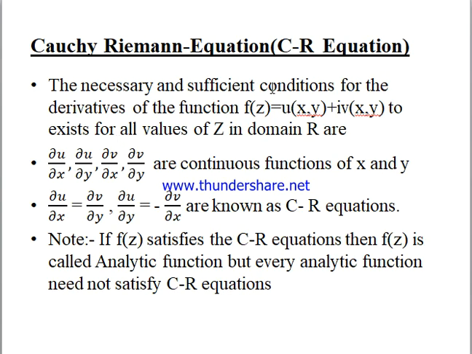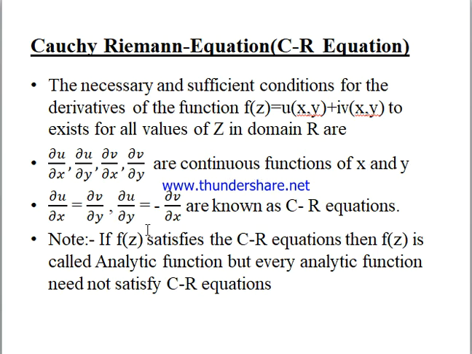Next is the Cauchy-Riemann equations, called CR equations. The CR equations are written using partial differentiation. The necessary and sufficient conditions for the derivative of the function f of z = u of x, y plus i v of x, y to exist for all values of z in domain R are that dou u by dou x, dou u by dou y, dou v by dou x, dou v by dou y are continuous functions of x and y.